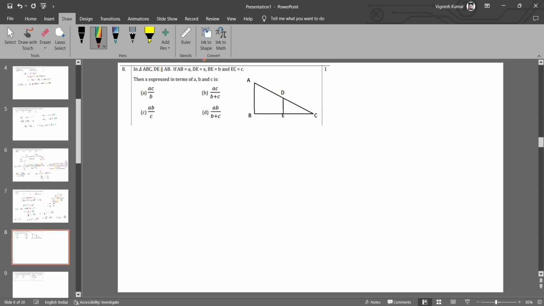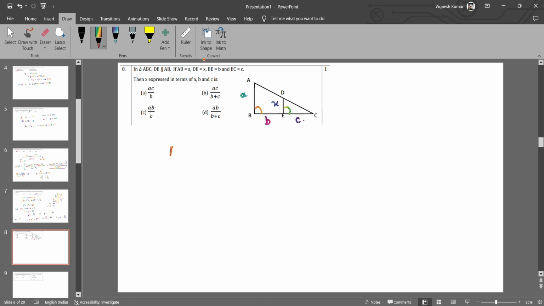Okay. Next, this is a very popular question from the triangles chapter. So DE is parallel to AB. So immediately you can say angle ABC is equal to angle DEC, since they are corresponding angles. And we have AB is equal to A, DE is equal to X, BE is equal to B, and EC is equal to C. So we have to express X in terms of A, B and C now. So what can we do?